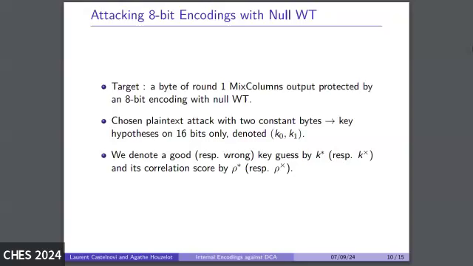And so we decided to perform a chosen plaintext attack and to fix 2 bytes of the plaintext in order to reduce the set of key hypotheses and guess only 2 bytes of the key that I will denote by K1 and K0. In the rest of this presentation, I will denote by key star the good key hypothesis and K cross any wrong key hypothesis. And similarly by rho star, the correlation score that is obtained for the good key hypothesis, and by rho cross, the correlation score that is obtained for any wrong key hypothesis.